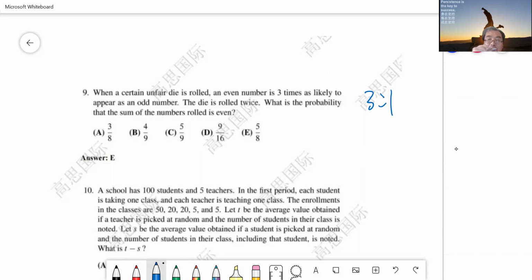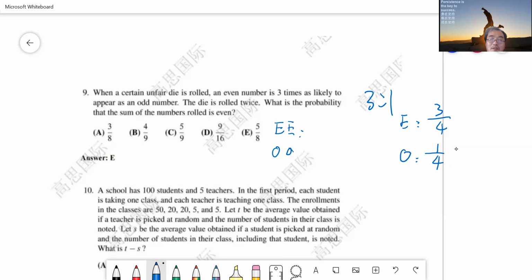So that means the probability of getting even is going to be 3/4, and odd is going to be 1/4. You have the sum of two rows giving you an even number. So we can either get even or odd.